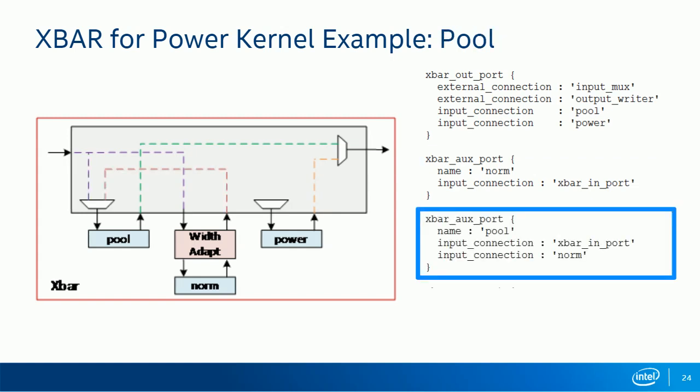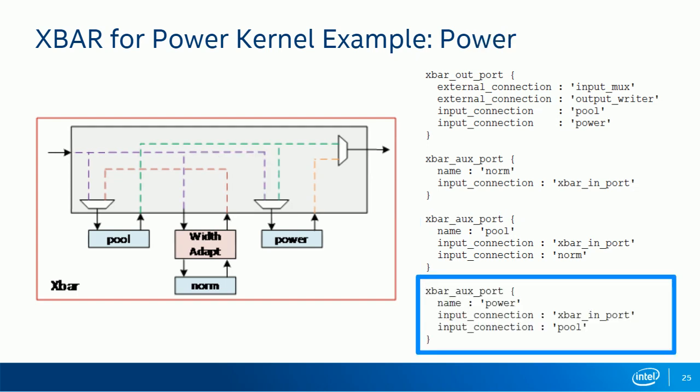Next, we create the input connections for the pooling layer. As previously mentioned, the pooling layer takes input from activation, from ReLU activation, and from norm. Finally, for the power custom primitive, it takes input connections from the crossbar in, which is the ReLU activation, as well as the pool layer. This is our complete crossbar setup in the architecture protobuf file.